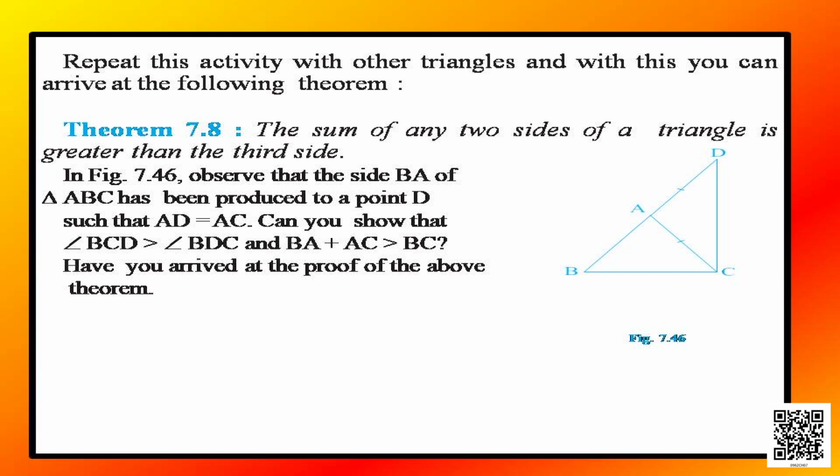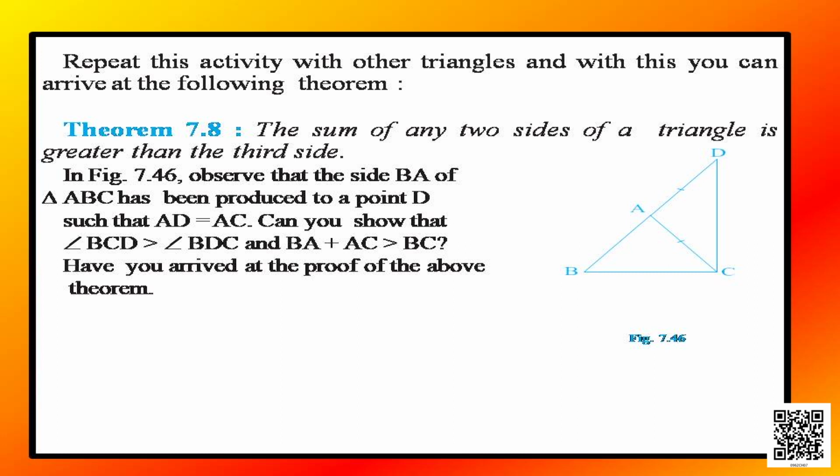As given in figure 7.46, observe that the side BA of triangle ABC has been produced to a point D such that AD is equal to AC. Can you show that angle BCD is greater than angle BDC and BA plus AC is greater than BC? Have you arrived at the proof of the above theorem? Let us now take some examples based on these results.